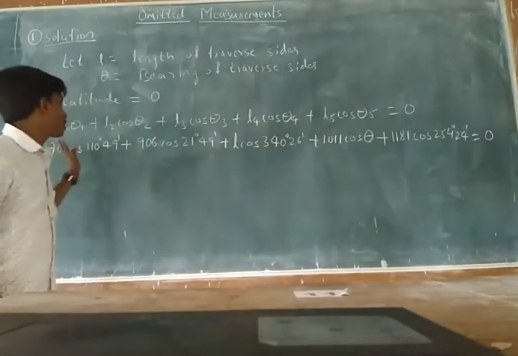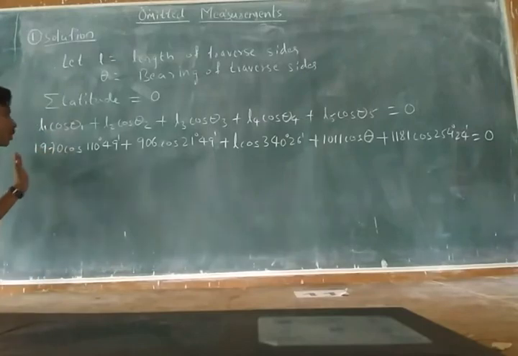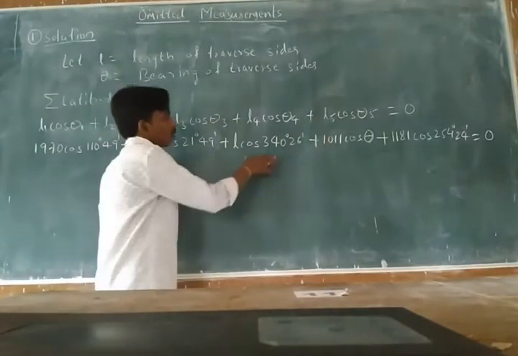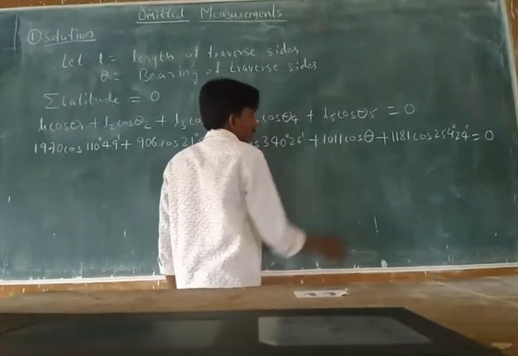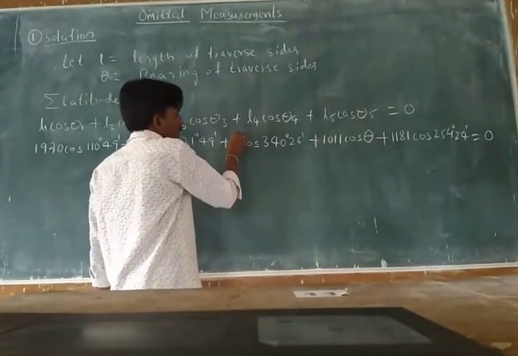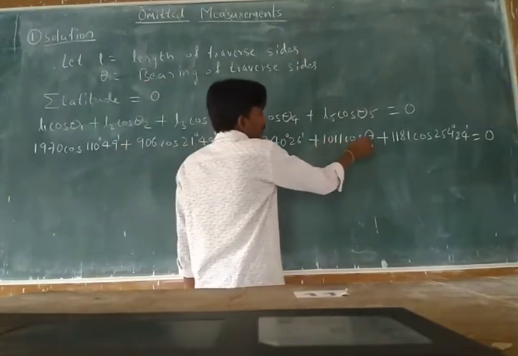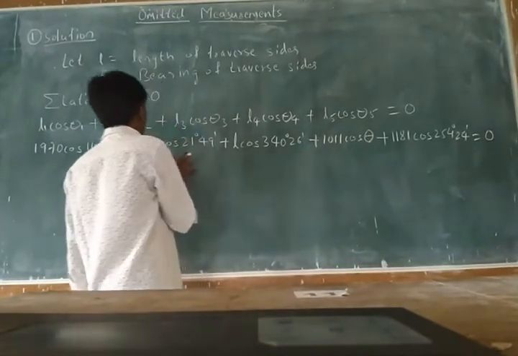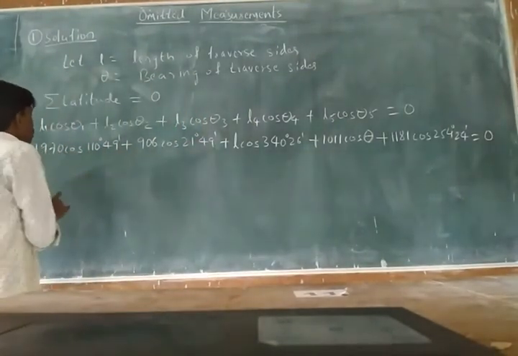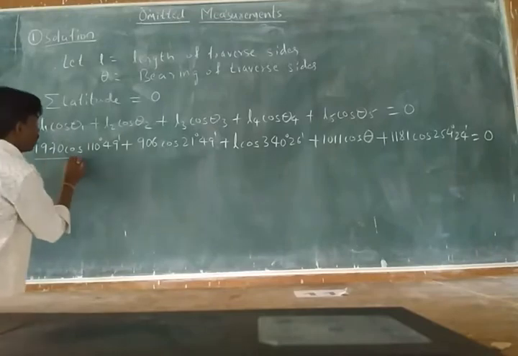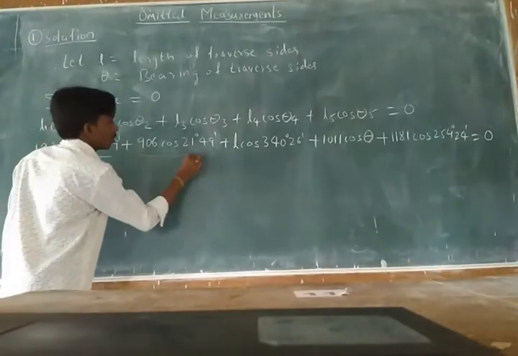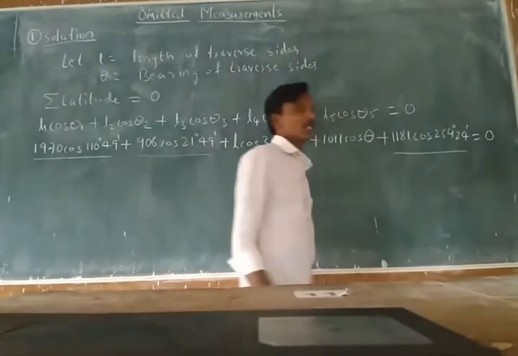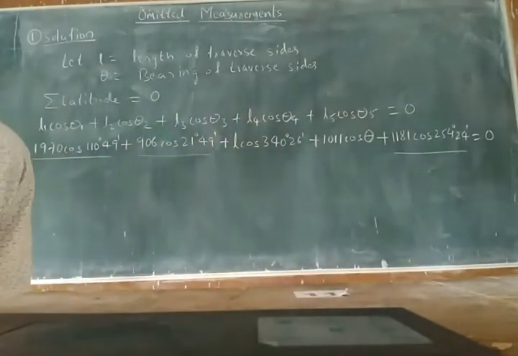Now just substitute all these values in the calculator. Don't substitute these two, just leave them, because here we don't know the length, and here we don't know the theta. So just leave these two and solve only these three. I will underline which ones you have to solve. Just solve these three in the calculator.